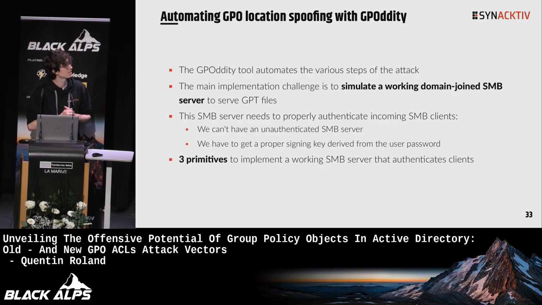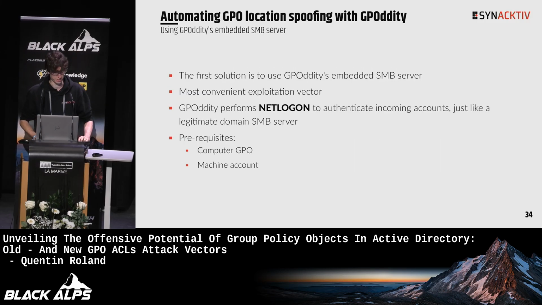And we also cannot just accept any username password and say, here's your files. Why? It is a bit technical, but since 2012, Windows clients will require you to sign at least one packet with a key derived from the user password. So we have to actually simulate an SMB server that is properly authenticating the users that are coming to us. And for that, we actually have three solutions that can be implemented in various situations with various prerequisites. And we'll go over them in the next slides.